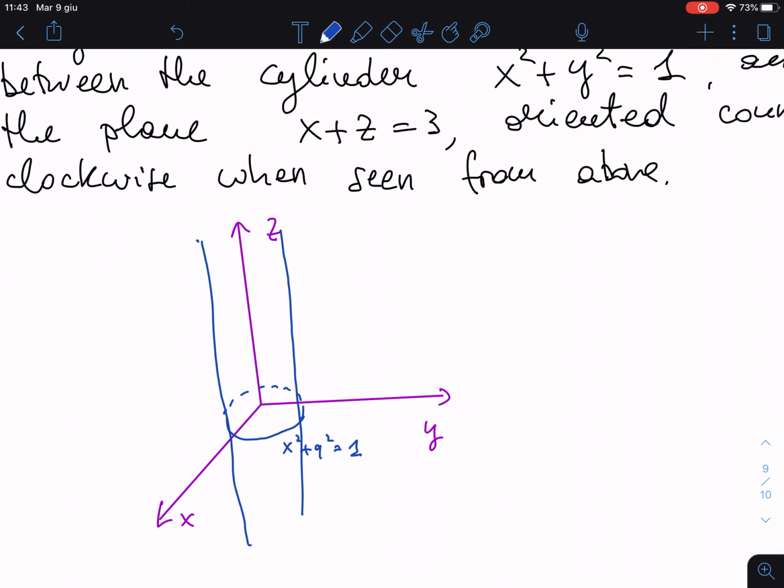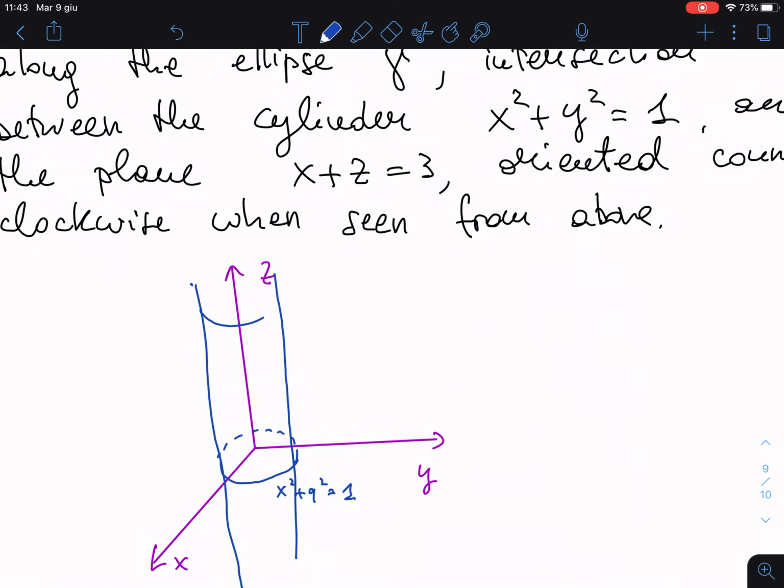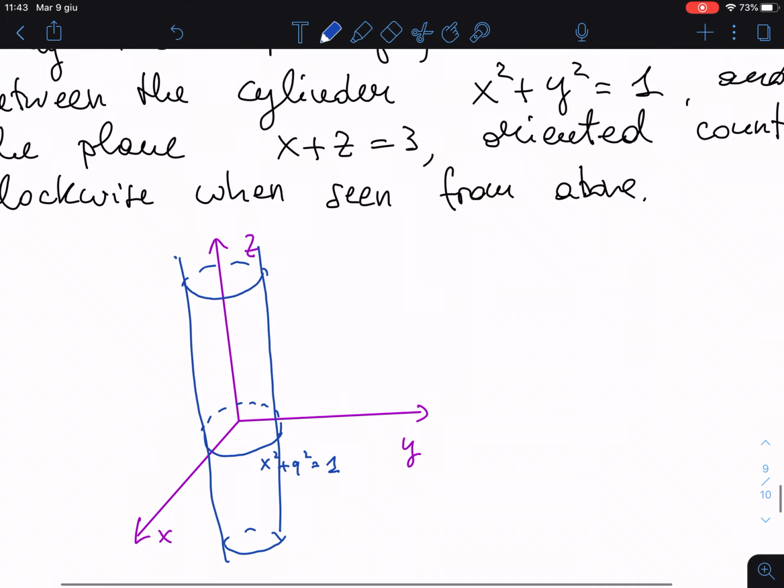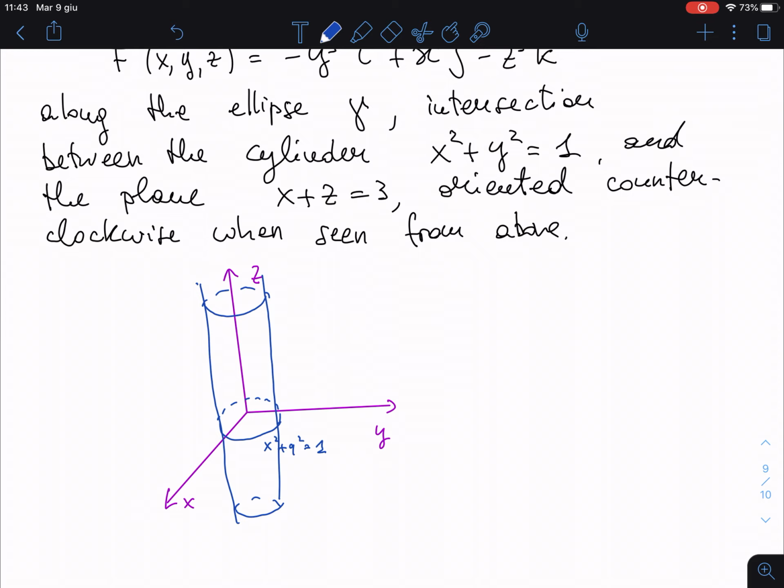Okay. Then the cylinder has its axis parallel to the z axis. Then we have the plane x plus z is equal to 3, which means that if you look at it in the plane xz, it passes through the points 3 and 3. So you see this line, this is in the plane xz, and then you have to extend it along the y direction. This is the plane, because y does not appear here.